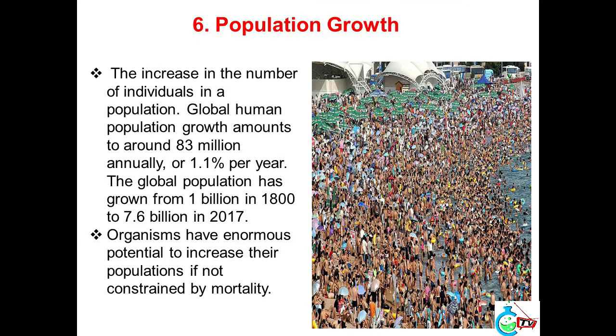Six. Population growth. The increase in the number of individuals in a population. Global human population growth amounts to around 83 million annually, or 1.1% per year. The global population has grown from 1 billion in 1800 to 7.6 billion in 2017. Organisms have enormous potential to increase their populations if not constrained by mortality.